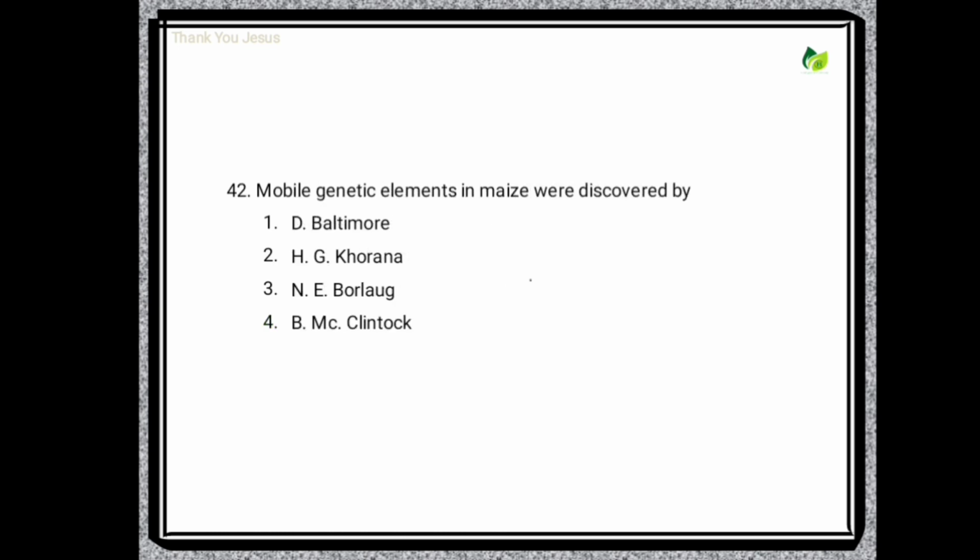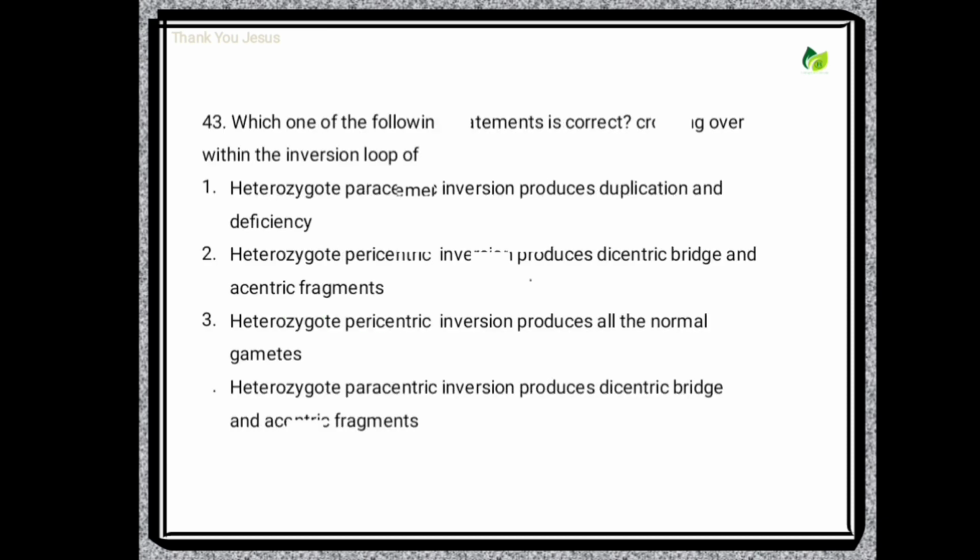Mobile genetic elements in maize were discovered by. Options are Baltimore, Corona, Borlaug, McClintock. The correct answer is Barbara McClintock. Let's see the next question.